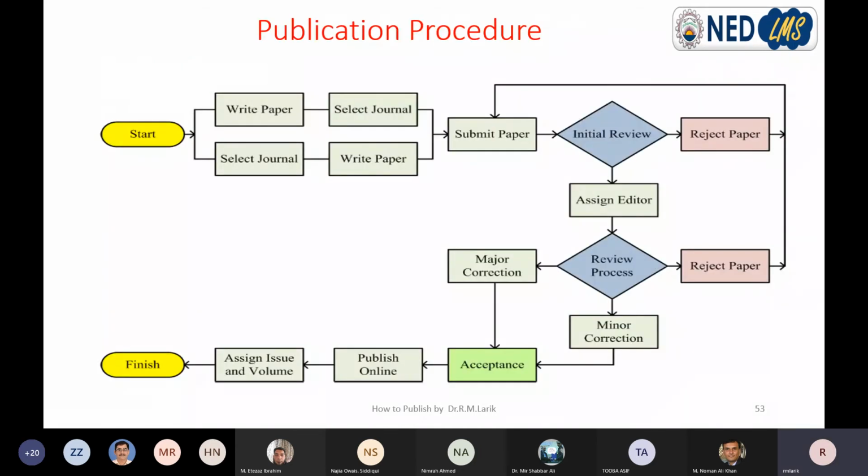This is the flowchart for the publication procedure. It starts from writing a paper, then selecting a journal, right? All of this I have discussed in my talk. So you can see it's a continuous process, right?